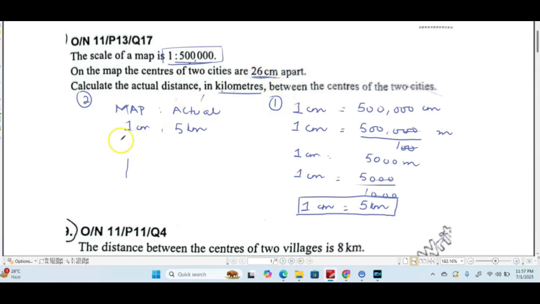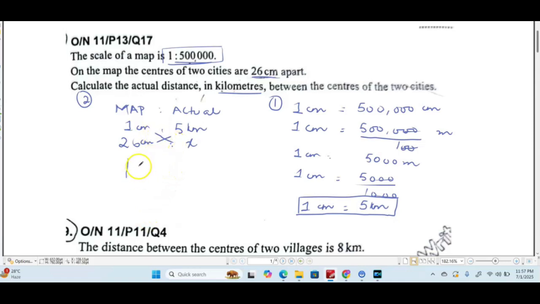And here it's given that the distance between the centers of two cities is 26 centimeters. And we have to find this distance in kilometers. So this is what we are going to do.